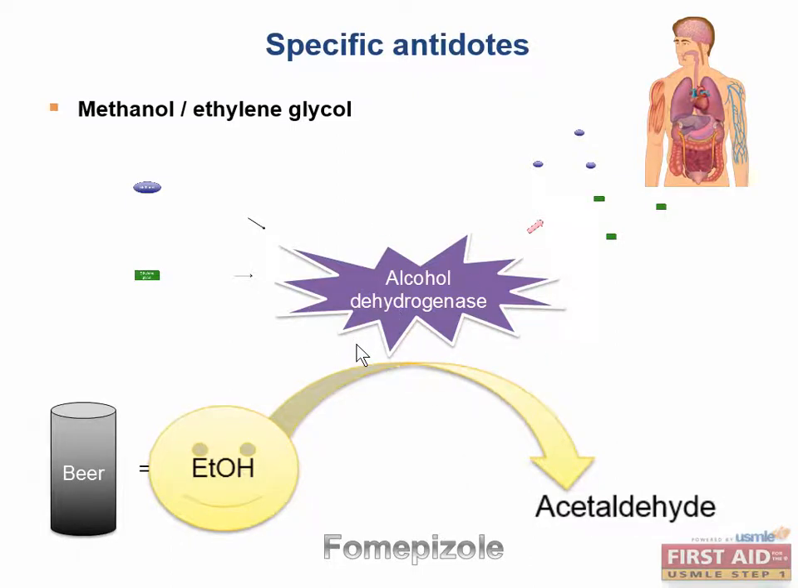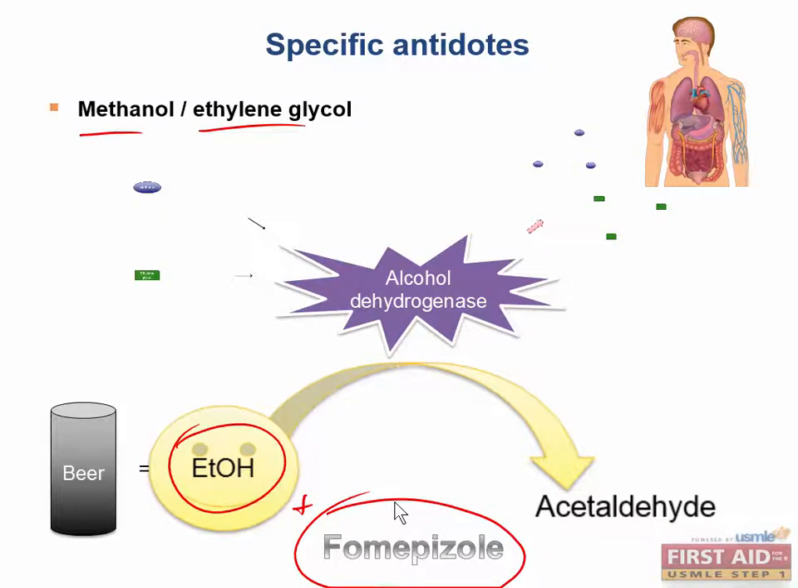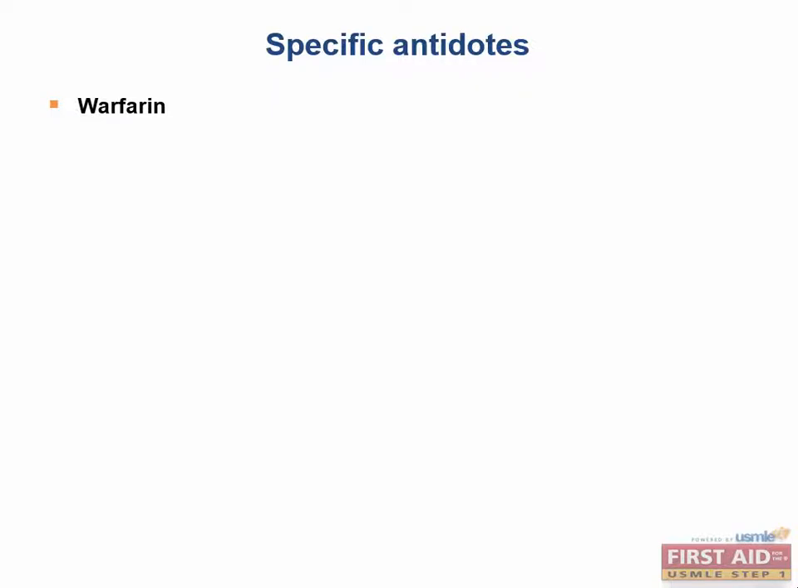Boards like testing your knowledge on this concept, so remember that alcohol or fomepizole both work as the answer for our methanol and ethylene glycol toxicity. I doubt that they would give both answer options, but be aware that both of these are acceptable answers. We should also talk about warfarin because it's so common in the clinic and you should be aware of how to treat overdoses. So here's a quick hematology lesson.